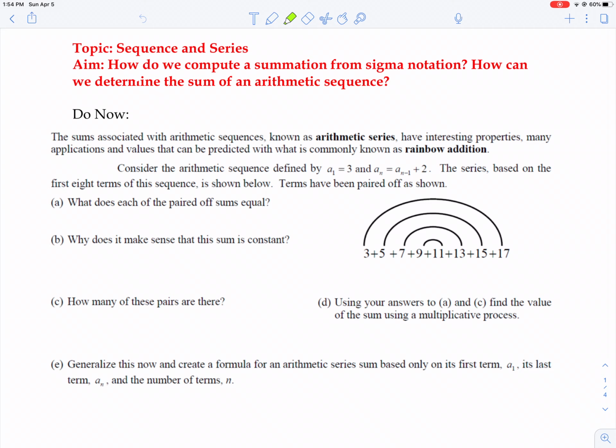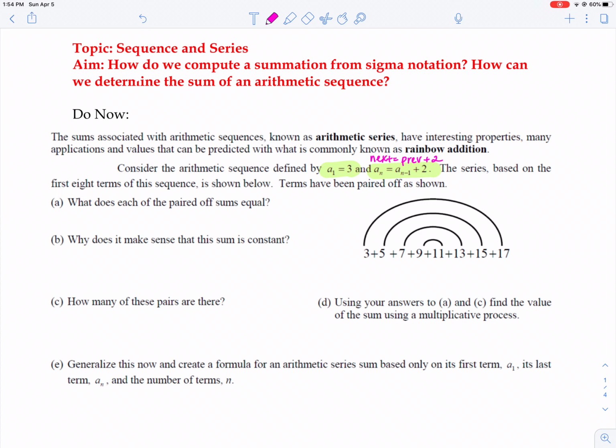But I'm going to continue with showing that in your do now, they're talking about an arithmetic sequence. But if you notice, it's defined like this: a sub 1 is 3, and a sub n equals a sub n minus 1 plus 2. That's a recursive sequence. They're pretty much telling you the first term is 3, and to get to your next term, take the previous term and add 2. Okay, so this is pretty much known as an arithmetic series.